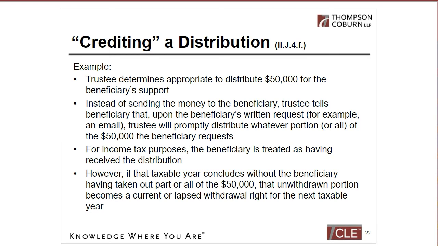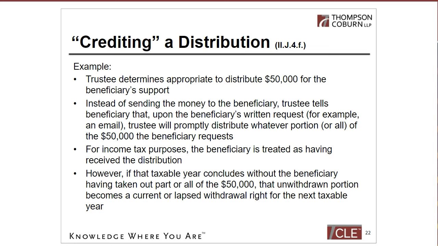So here's the deal. I've exercised my discretion. I am now giving up my discretion over this $50,000. If you want this $50,000, you can take any part or all of that $50,000. Just give me a call, send me an email, whatever it is. You ask for the money, it's yours, and I have no right to stop it. I've already exercised my discretion. This is yours for the taking.